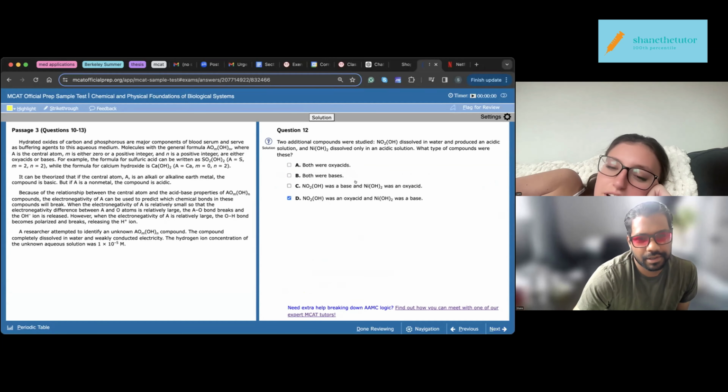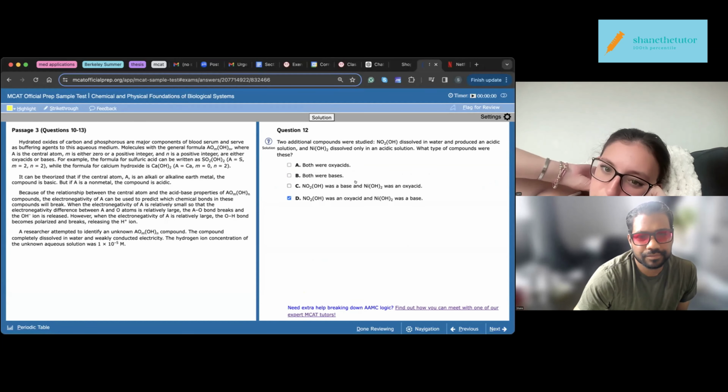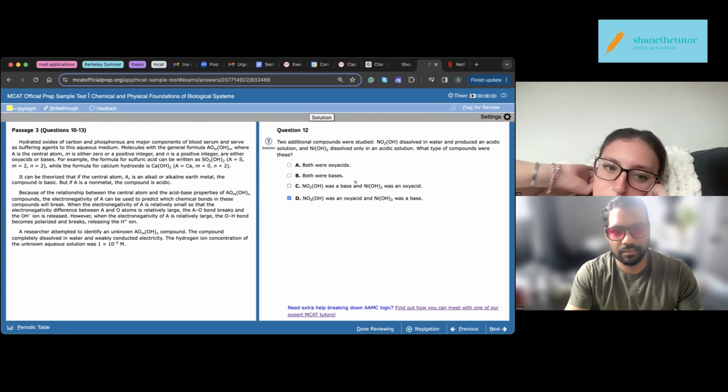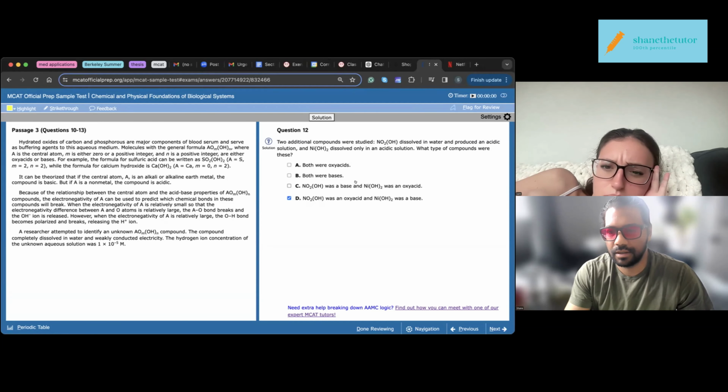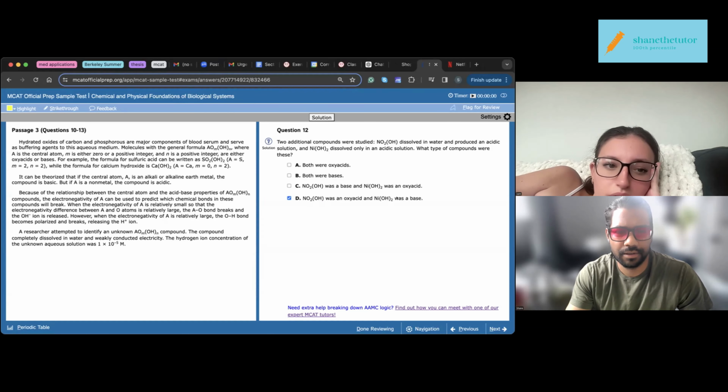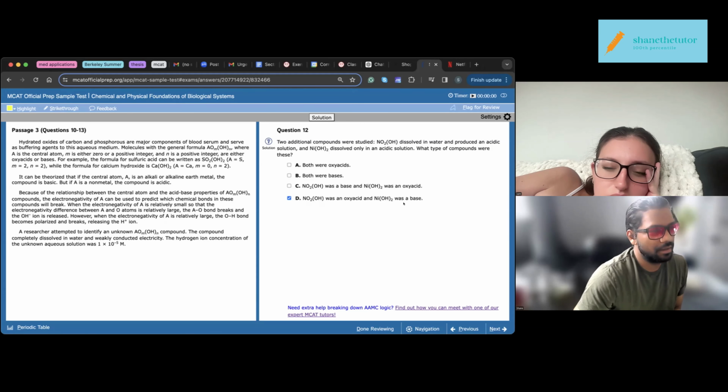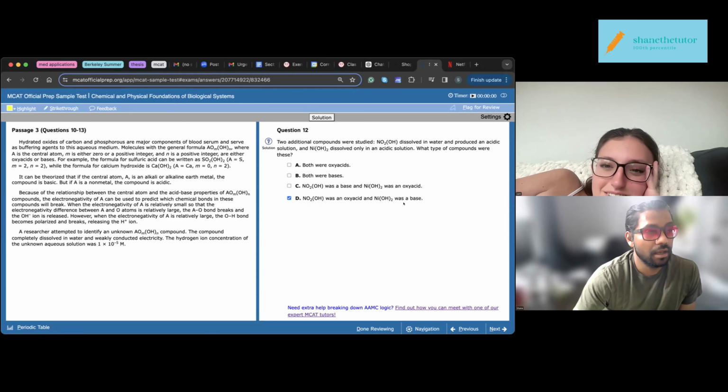And then here, did I get this one right? I think so. Looking at it, I knew which one was the base, I'm going to assume. Wait, but how did I know that? I knew that they were different, but I didn't know what an oxyacid was. Can we go over this, please? Yeah.